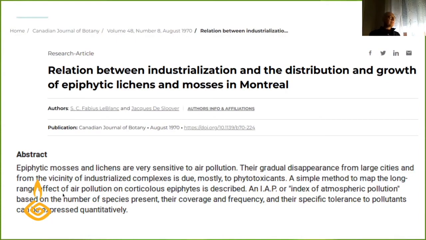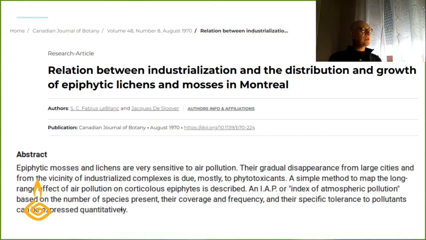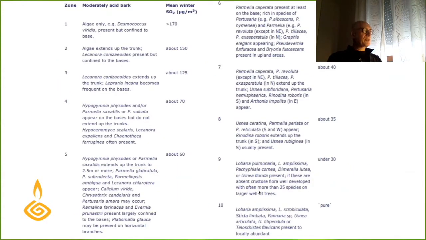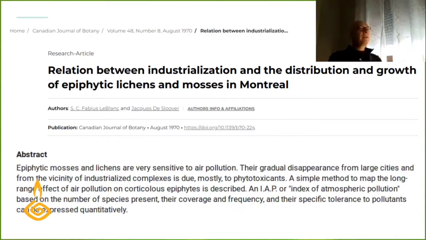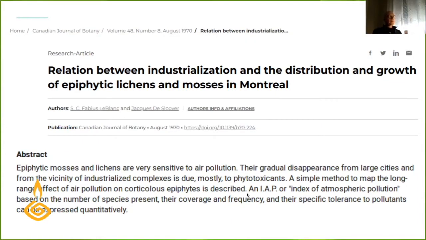And this index is quantitative because it's based on the number of species present at the site, their abundance in terms of coverage and frequency, and a specific coefficient of toxic tolerance, of tolerance to pollutants, of each species. So in this case, it's qualitative for the estimation of sulfur dioxide, and this is quantitative for the estimation of the overall air quality, of atmospheric pollution. It's reverse, but the same at the end.